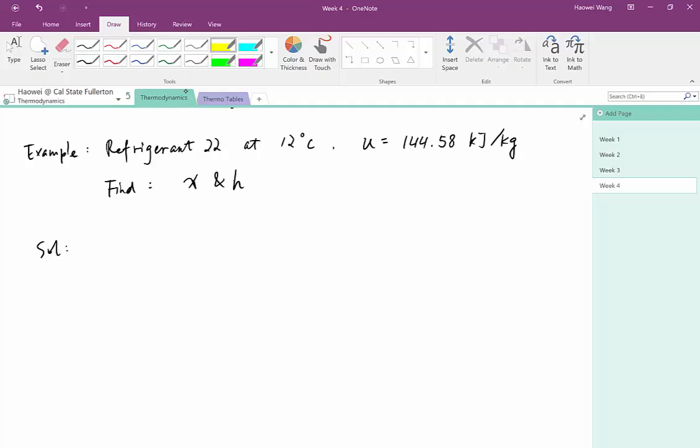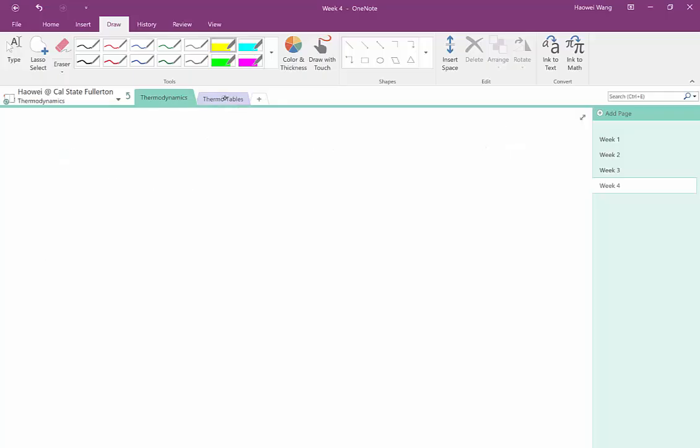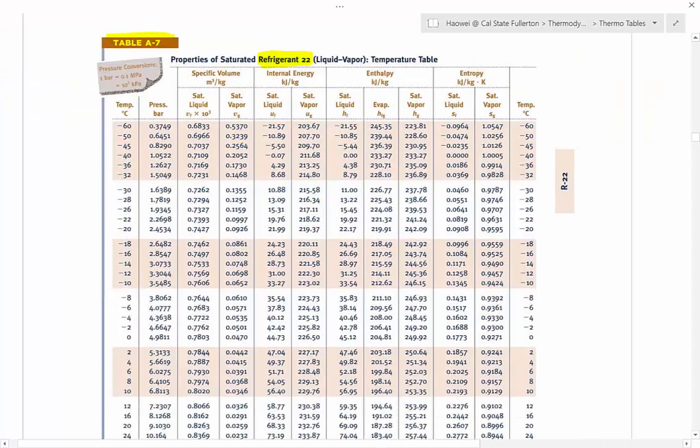Okay, and then after you locate the table, what can we do next? We also know the temperature is at 12 Celsius. So we go to the table and we look for the first column. First column is temperature and the unit is Celsius. The temperature we have is 12 Celsius. So 12 is here. So now you can find all the properties in this row corresponding to temperature of 12 Celsius, as highlighted in this row.